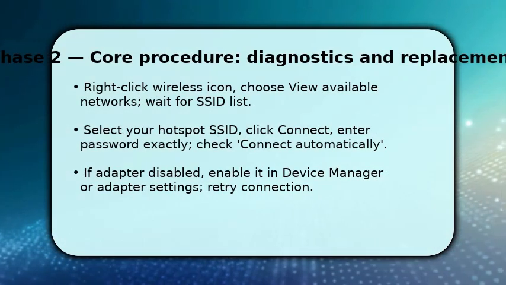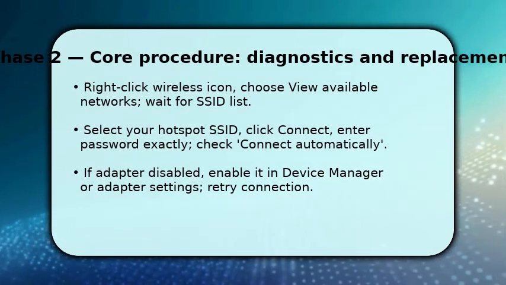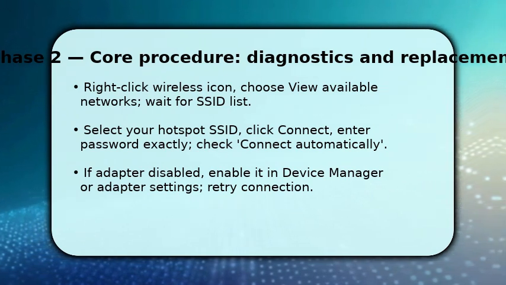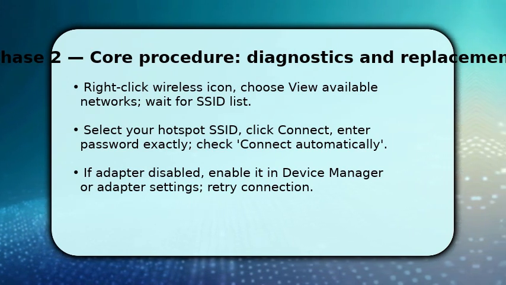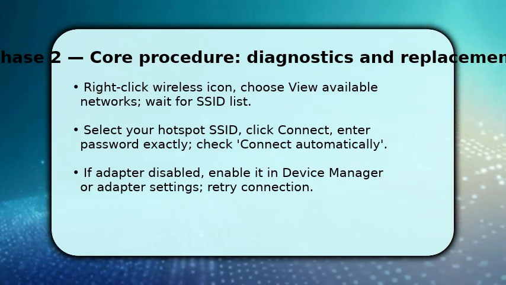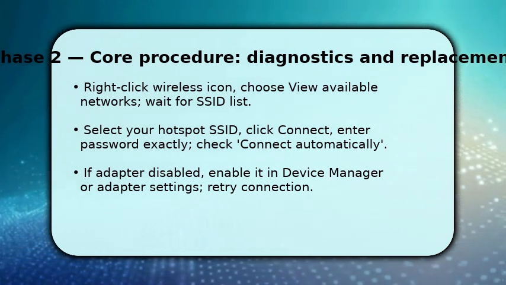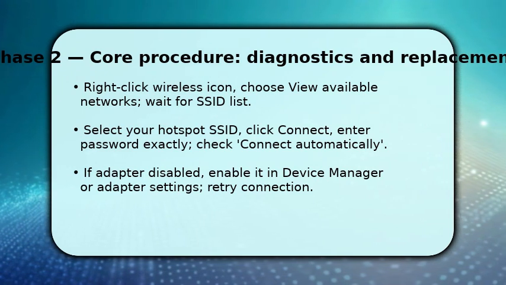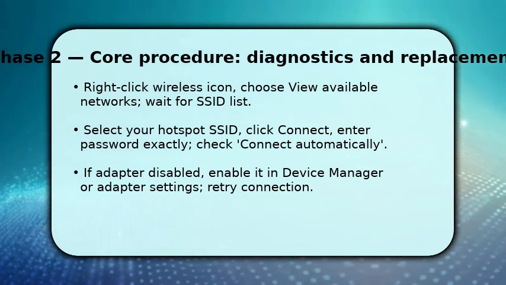You now scan for networks. Click the wireless icon in the system tray and choose View Available Networks so Windows 7 lists SSIDs. Select your phone's SSID and click Connect, entering the password exactly as shown on the phone, case matters. Make sure Connect automatically is checked if you want persistent access.